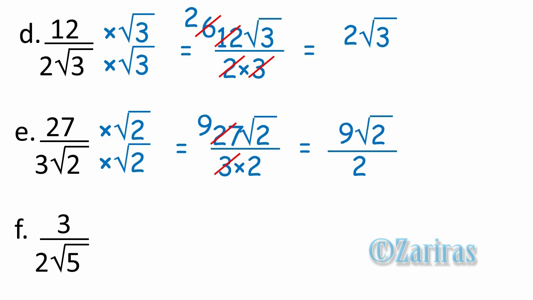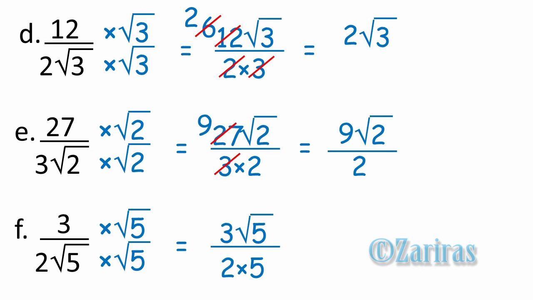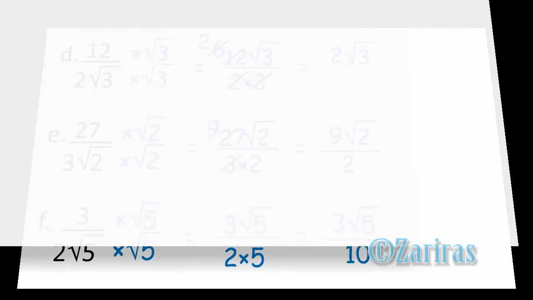So let's see the F. 3 over 2 root 5. We have to multiply by root 5 the denominator and the numerator. So 3 root 5 would be the numerator, 3 root 5 over 2 into 5. So we cannot cancel anything, it would be the same, 3 root 5 over 10. The answer. So it's the F.